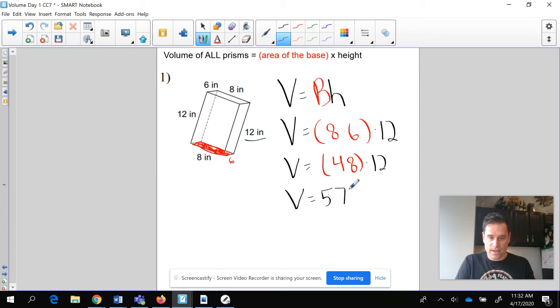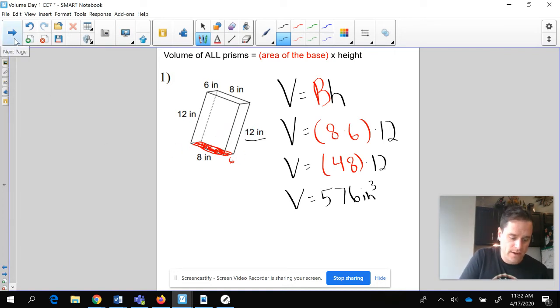And here's the other big thing, guys. Everyone ready? We're going to put inches cubed because it's talking about 3 dimensions. The 3 stands for dimensions. There's 3 dimensions: length, width, and height. Or you can call it length, width, and depth. That's fine too. Or length, height, and depth.